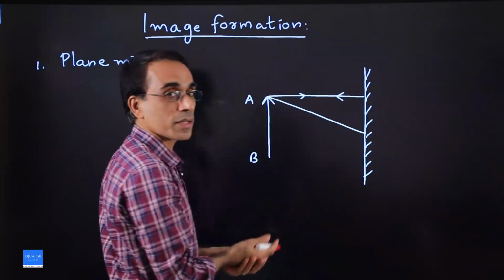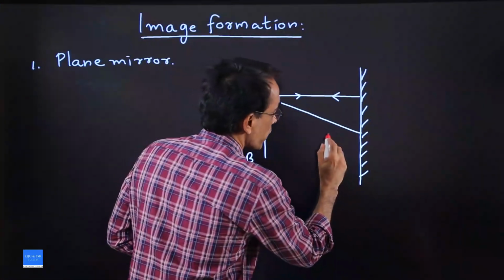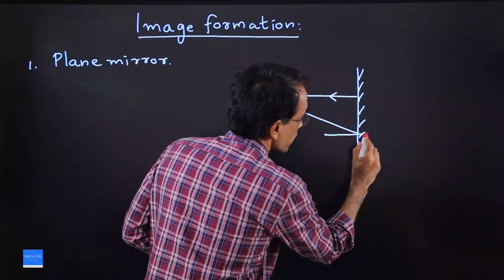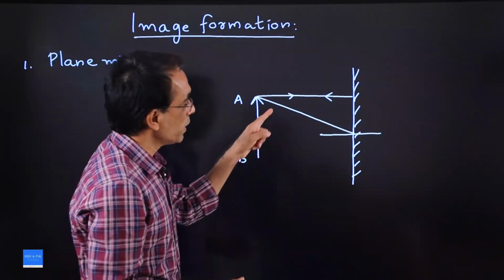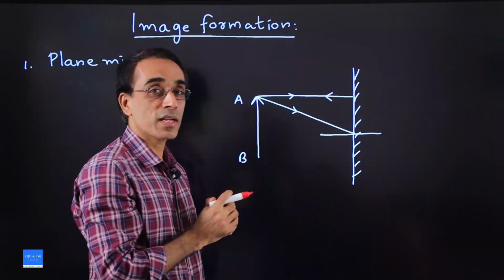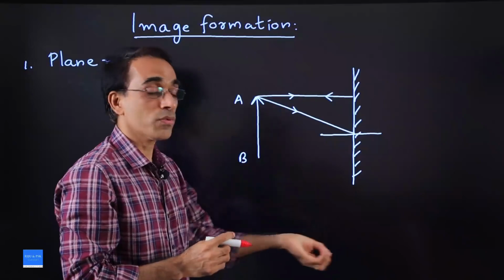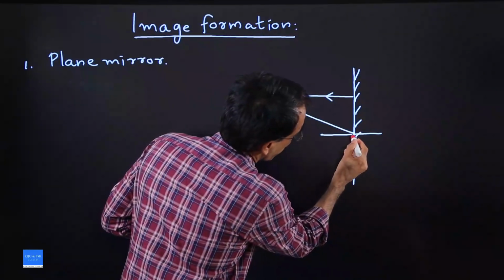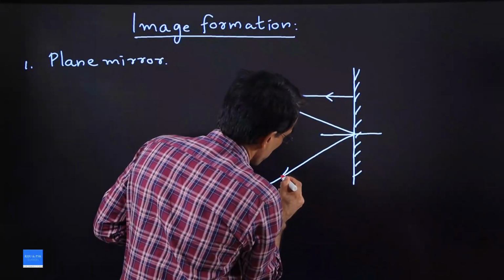Take one more ray from the same point A and allow that to fall like this at a particular angle. Right. At this point you can draw a normal. This is the normal at that point. Now this is the incident ray. This angle is the angle of incidence. This will obey the law of reflection, and that will make an equal angle, and this will bounce in this direction.